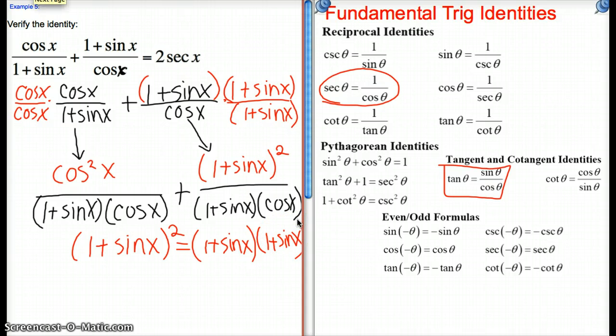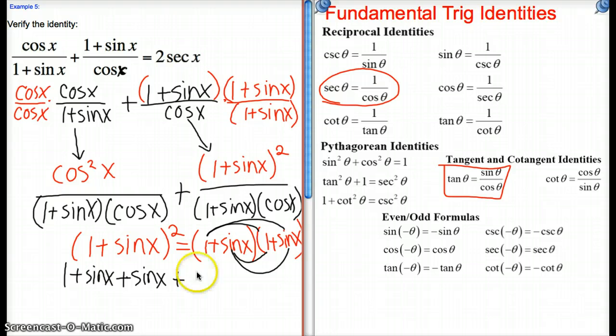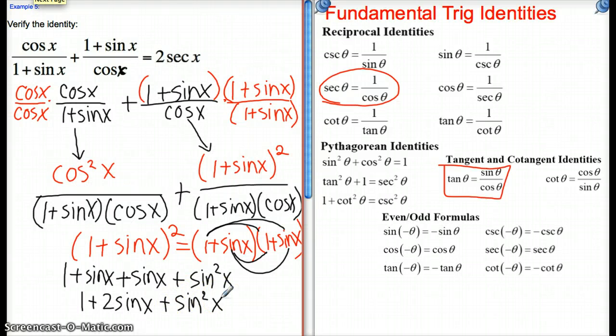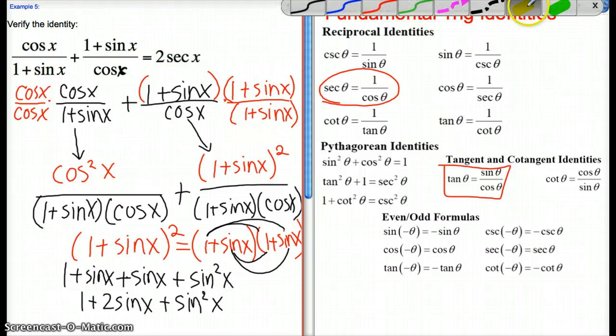Using FOIL or any other strategy like generic rectangles, I'm going to get 1 plus sine of x plus sine of x plus sine squared of x. I'm getting my 4 terms. Of course, that simplifies to 1 plus 2 sine of x plus sine squared of x. So I've successfully represented and multiplied out that product. So this value here is equivalent to this value here.